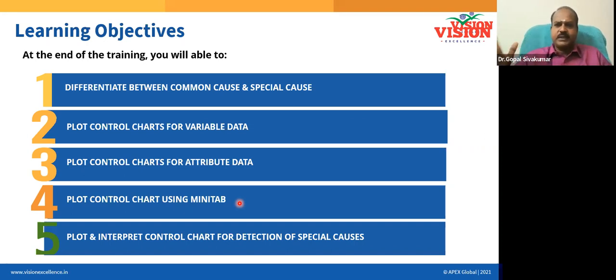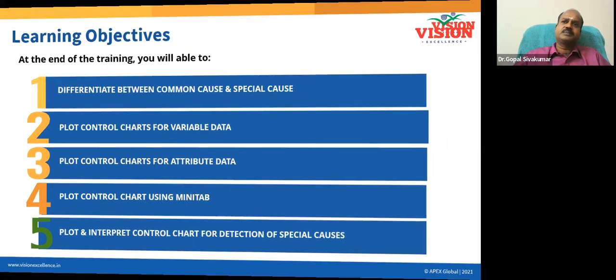All that required is data collected in the appropriate format. And then we'll also see certain example cases where we'll plot and interpret the control chart for detection of special causes. After plotting the control chart, we need to interpret it. We need to draw a conclusion whether the process is under control or not. So how to interpret? Depending on the points that are getting plotted, you can make meaningful conclusions, right? How that is going to happen.